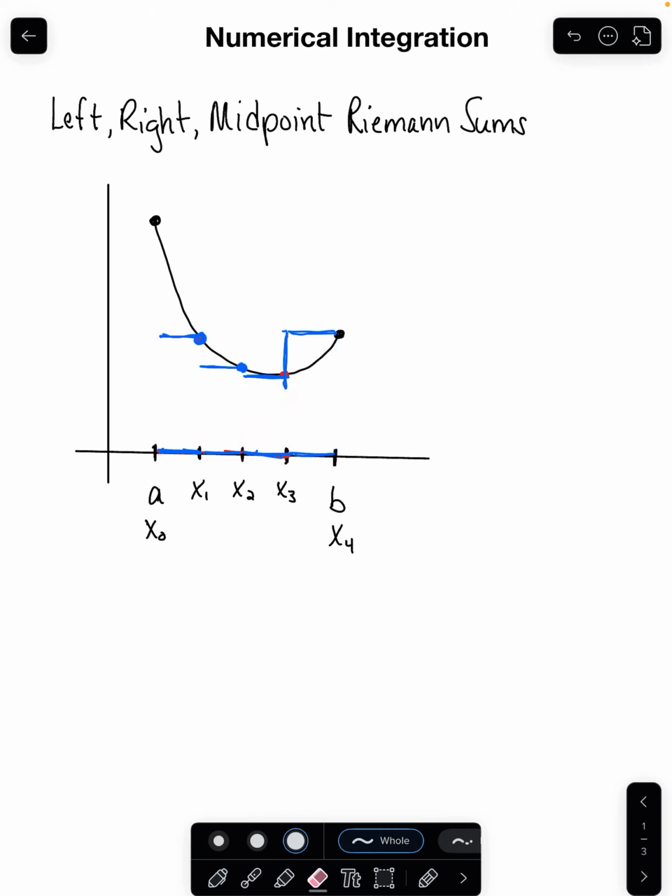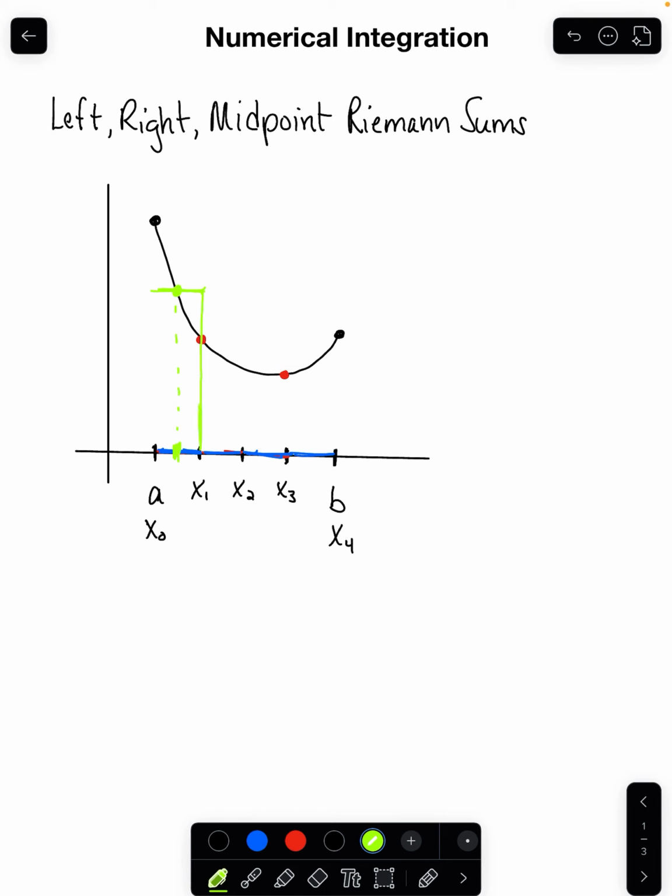And then we have the midpoint. The midpoint is the most involved, but also will turn out to be the most accurate. The idea of the midpoint rule is that rather than use the left or right endpoints, we calculate the midpoint of each interval, and we base our rectangle off of the y value at the midpoint of the interval.